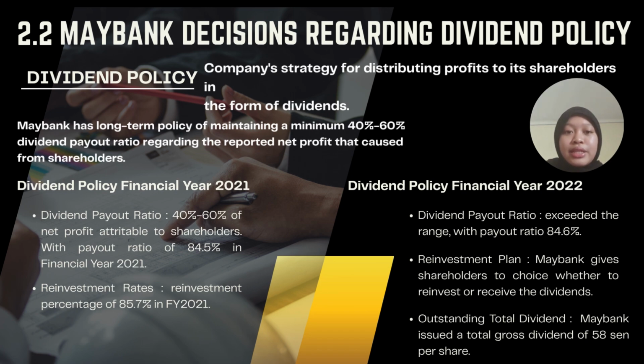Third, total dividend and yield. Maybank declared a total gross dividend of 58 sen per share for financial year 2032. This translated into a dividend payout of nearly 84.5% and a dividend yield of approximately 7.0%, positioning Maybank as one of the top dividend payers in the banking sector.